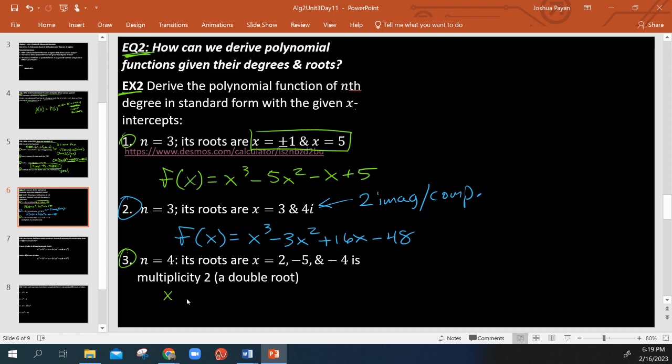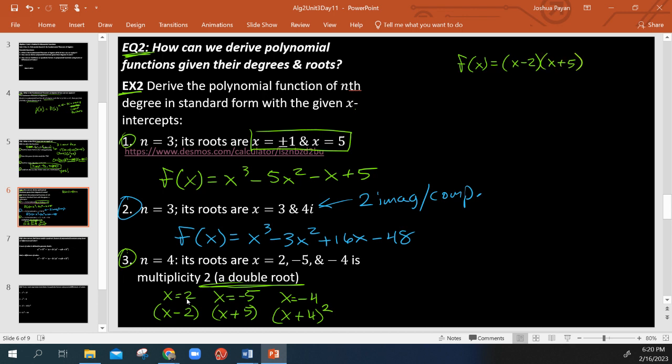Well, I'm going to have x equal to 2, which is going to give me a linear factor of x minus 2. I'm going to have x equal to negative 5, which gives me a linear factor of x plus 5. And x equals negative 4 is going to give me a linear factor of x plus 4, except it's a double root. What that means is it happens twice, so that means it's squared. So f of x is going to be equal to x minus 2 times x plus 5 times x plus 4, all of that squared.